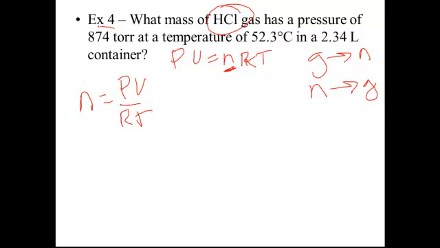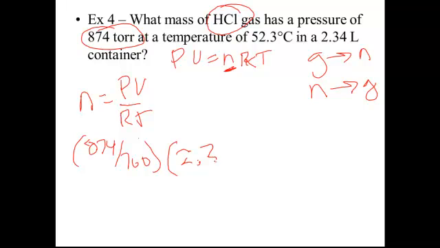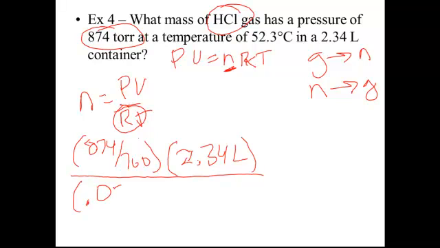So our pressure here is in torr. Can't be in torr, it has to be in atmospheres. So I'm going to go 874, hopefully this is real familiar to you now, divide by 760, times the volume, which is already in liters, 2.34 liters. Sorry, my handwriting's so terrible. We're going to divide by R, so 0.0821. Again, I'm kind of slacking here on my units just because I don't have a lot of room.